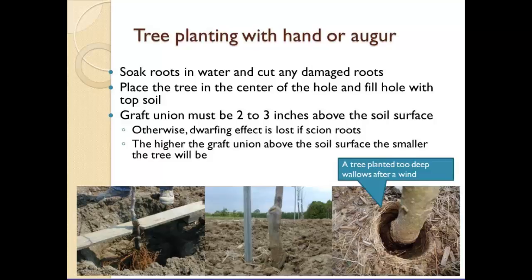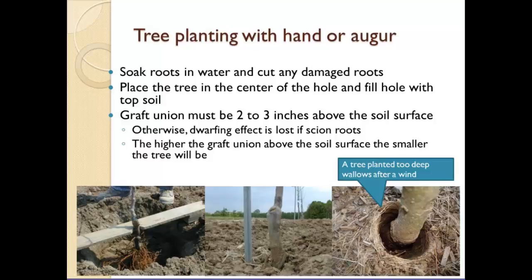But one of the most important critical things is that if you have a grafted tree, and most of these are, the graft union needs to be 2 to 3 inches above the soil surface, and this is after everything has settled. There's been a lot of times I've seen trees planted that at the original planting, it was at grade. And then when the soil settled, the graft union was well below grade. So this needs to be 2 to 3 inches after the soil has settled.